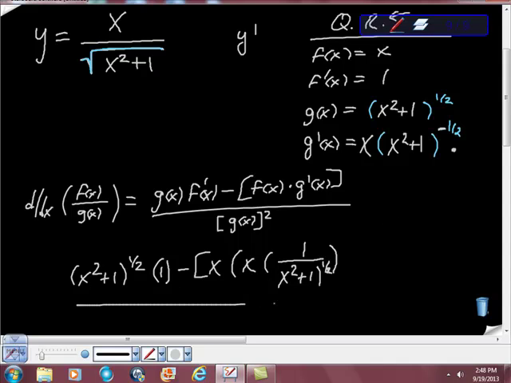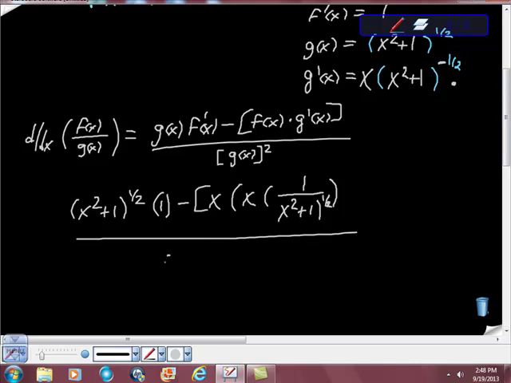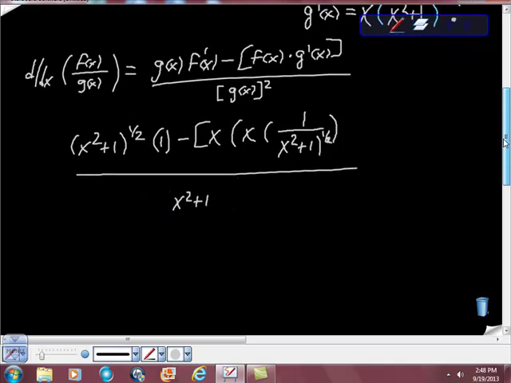And then remember, it was all over g of x squared. So g of x is x squared plus 1 to the 1/2 power. But I'm going to square that, and when I square that, these two things cancel each other out, don't they? So I just get this mess here, don't I? Now, I'm not telling you that this process is easy, because we're not done yet. So this is a pain in the neck, but we're getting there.